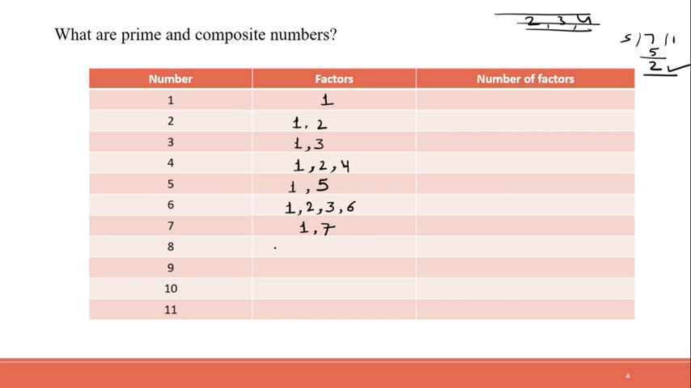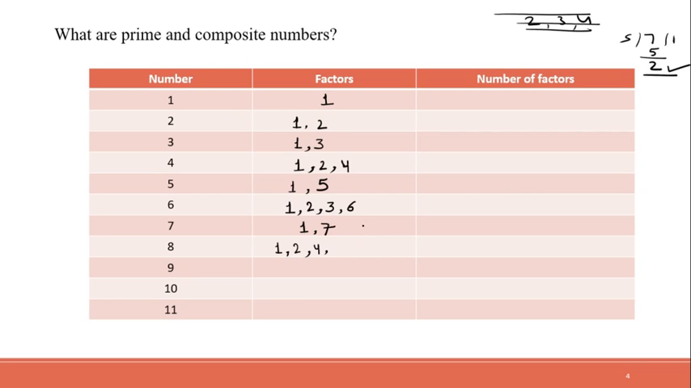Now come to 8. 1 will be a factor of 8, right? Then 2 into 4 is 8. So 2 is also a factor. Then 3. If I divide 8 by 3, I'll get a remainder of 2 because 3 into 2 is 6 and 2 extra for 8. Right? So 3 is not a factor. Now come to 4. 4 into 2 is 8. So 4 will be a factor.